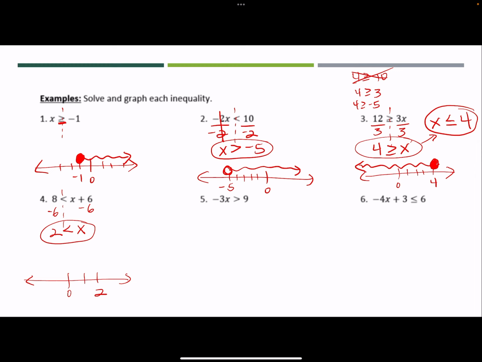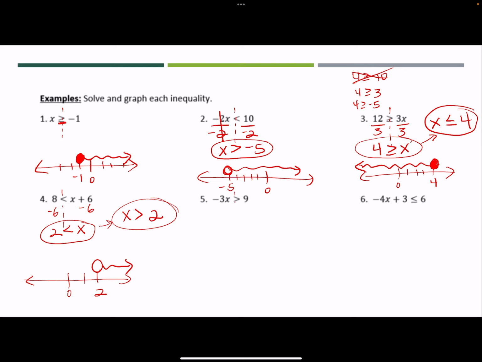If you want to flip, remember you flip the whole thing. Put the x on the left, the 2 on the right, but I have to flip the inequality symbol as well, right? So these two things mean the same thing. So the 2 gets an open circle, and x is greater than 2. So a number has to be bigger than 2, so we would shade to the right.